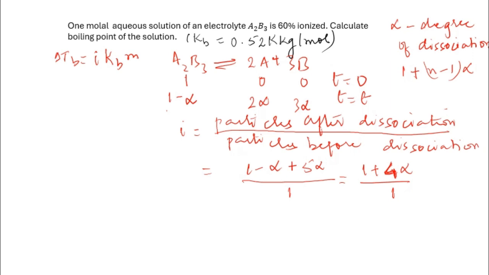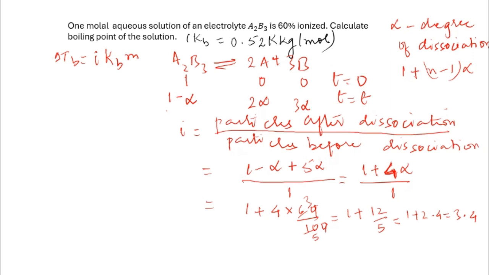So here if we calculate i, we are going to do 1 plus 4 into alpha, which is 60%. The degree of dissociation is 60%. So let's calculate. It's going to be 1 plus 12 by 5, which comes equal to 1 plus 2.4, that is 3.4. So the van't Hoff factor for this particular equation is 3.4.